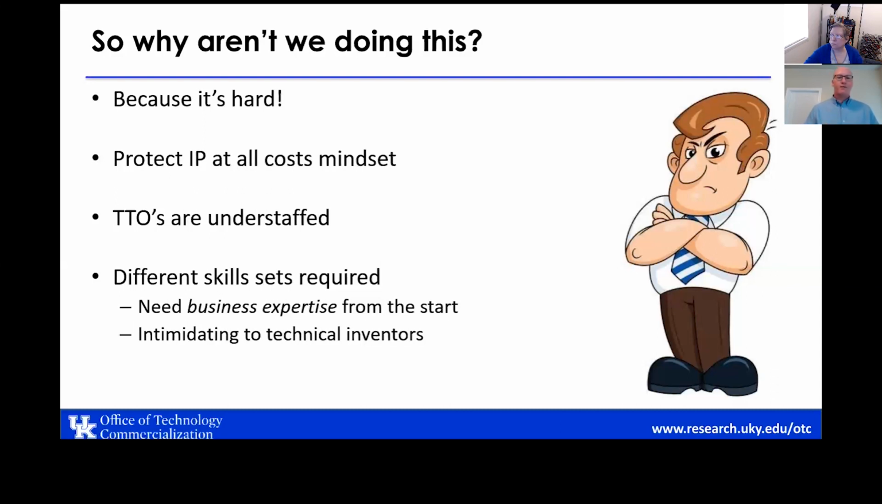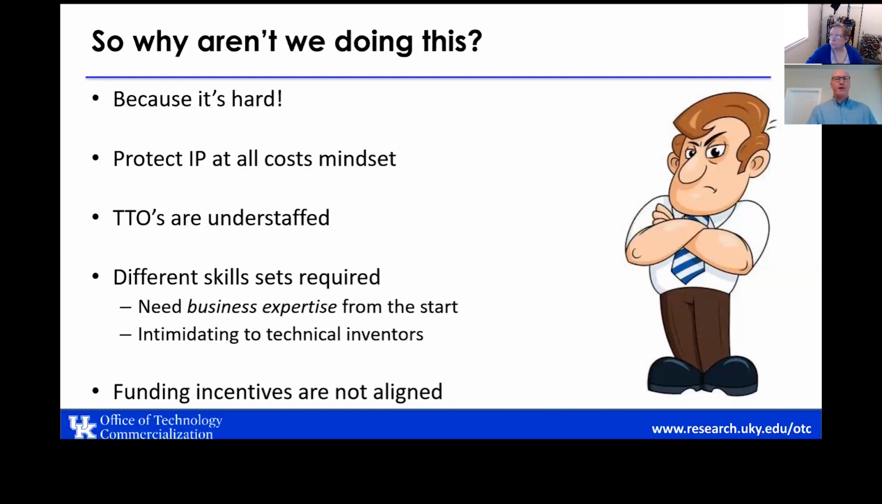Definitely, because of the different skill sets that are required, this is very intimidating. So technical founders that have never had these types of conversations, never thought about these aspects of business and markets and other things like that, this is very intimidating for technical founders, but they can do it, and they can do it with some help.